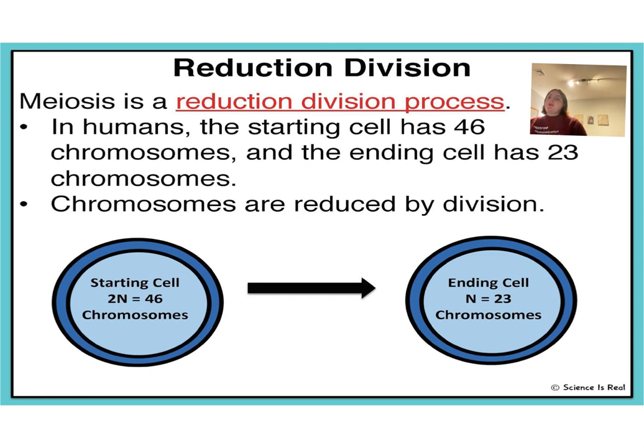So, reduction division. Meiosis is called a reduction division process. In humans, the starting cell has 46 chromosomes and the ending cell has 23 chromosomes. This just means that the chromosomes are reduced by division. So the starting cell has 2n, which equals 46, and the ending cell has 23, which is half of 46. So 46 divided by 2.